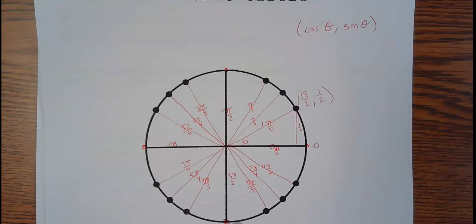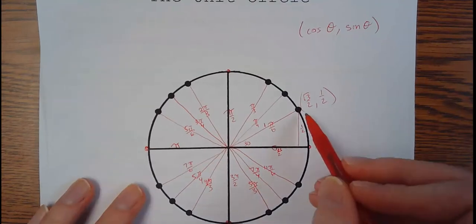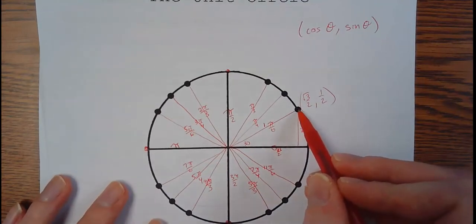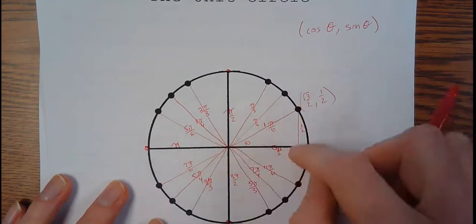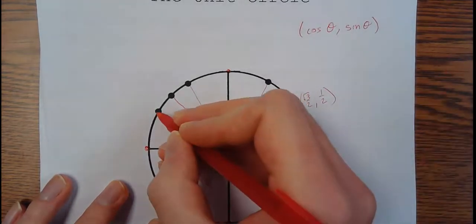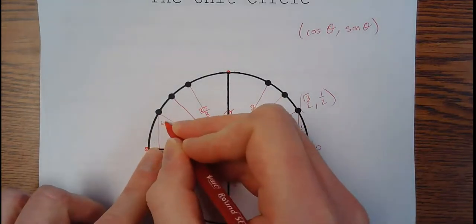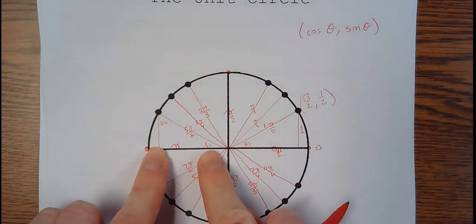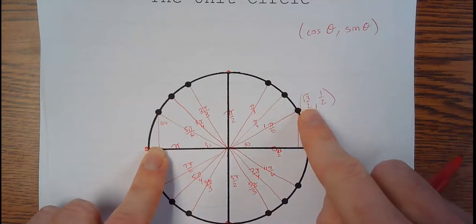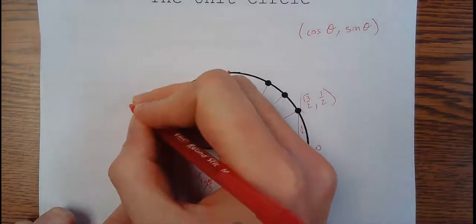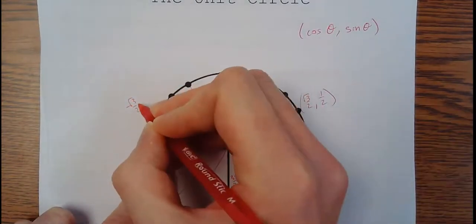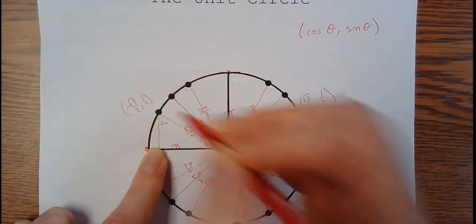Now it should be noted that this is a 30, 60, 90 triangle. Over here, this one right here is also a 30, 60, 90 triangle. So it's going to have the same sides. It's going to be these values, it's just the x value is going to be to the left. So this would be negative radical 3 over 2, up 1/2. So that's going to be that coordinate.